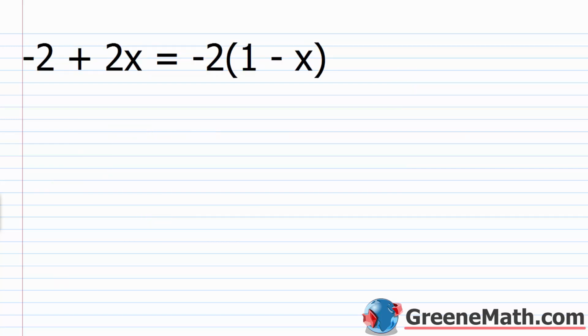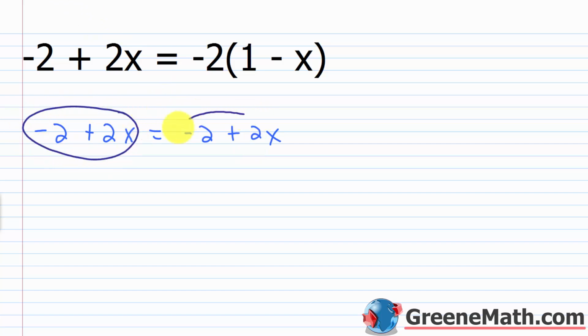So we also have an equation that's known as an identity. So -2 plus 2x is equal to -2 times the quantity 1 minus x. All right, so what do we do here? We have -2 plus 2x is equal to -2 times 1 is -2, and then -2 times -x is plus 2x. So you'll notice that you have the exact same algebraic expression on each side of the equation.